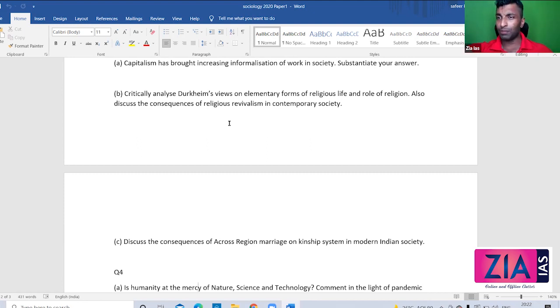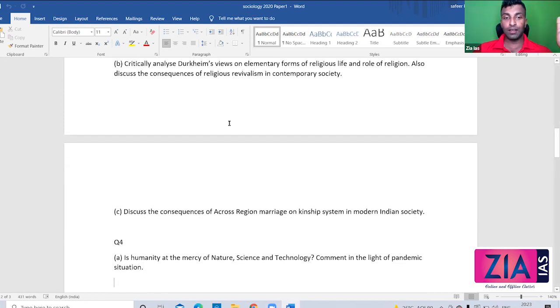So first we will have to talk about the different types of kinship system and then how this is going to affect the kinship system, because there are certain rules related to it. So no problem, guys. I'm okay with these 2. I may probably go with these 2 from this section.